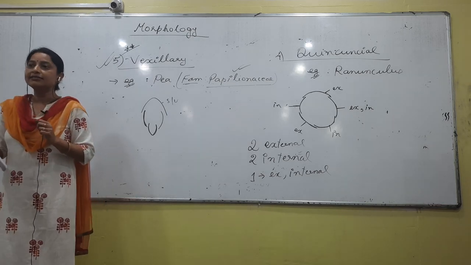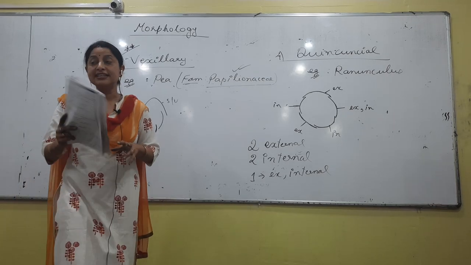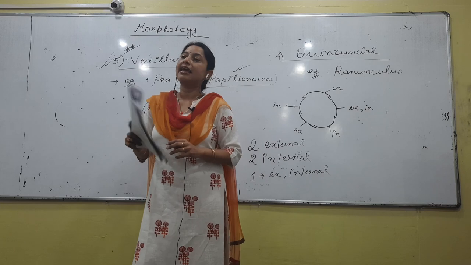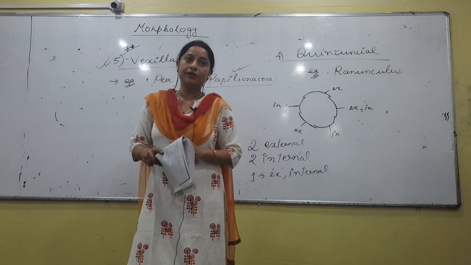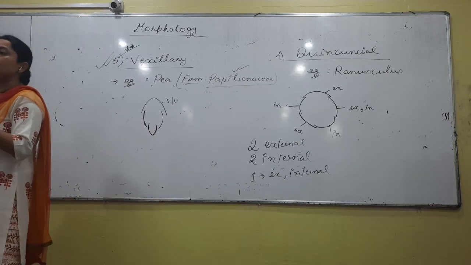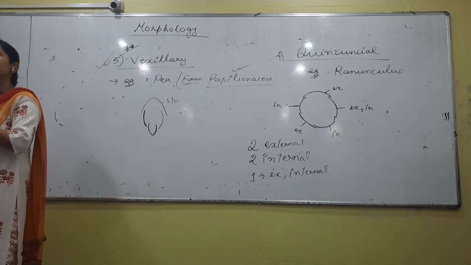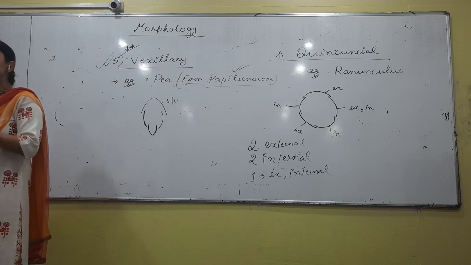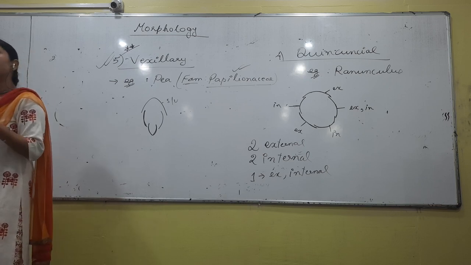So what is perianth? Sepals and petals fused together without distinction is called perianth. The second point about perianth is that it is a characteristic of a monocot. Liliaceae is a family in the NCERT book, and Liliaceae is an example of a monocot.